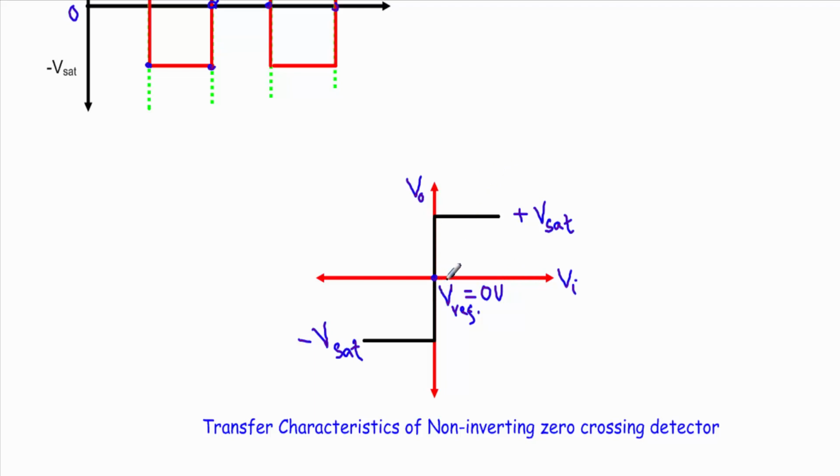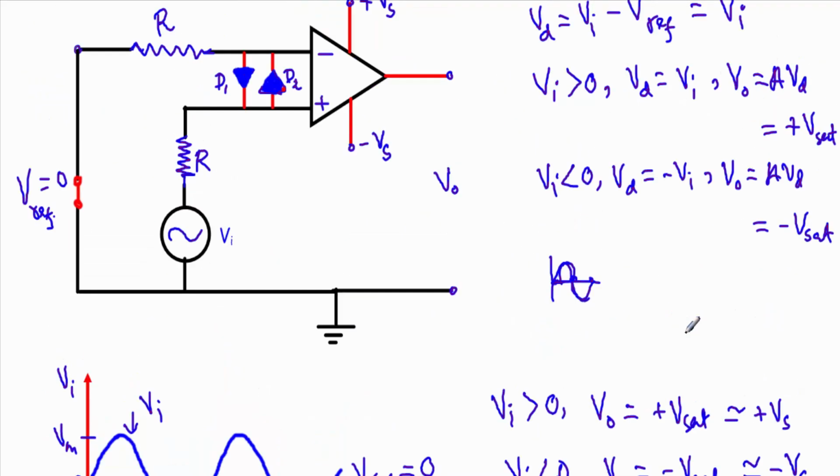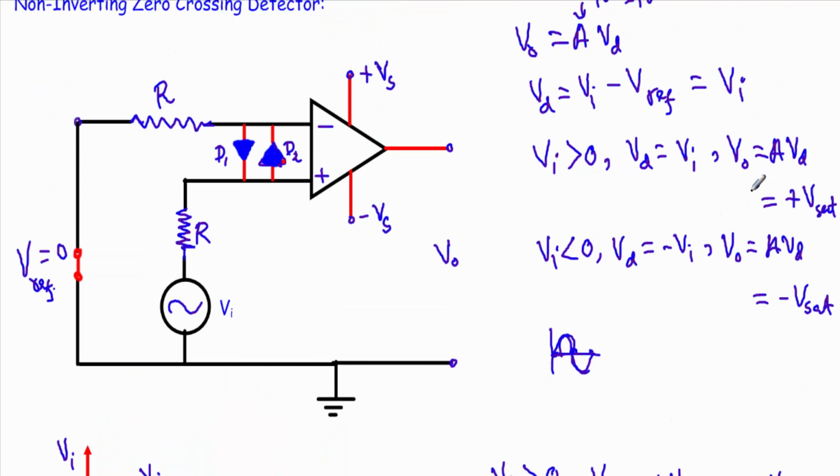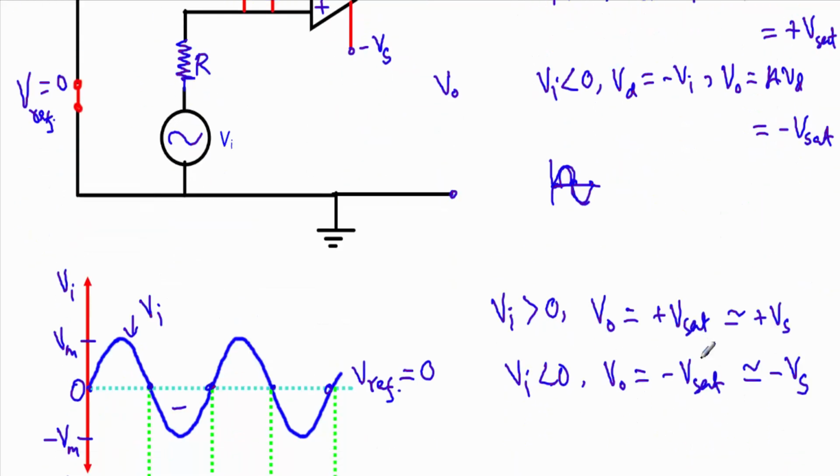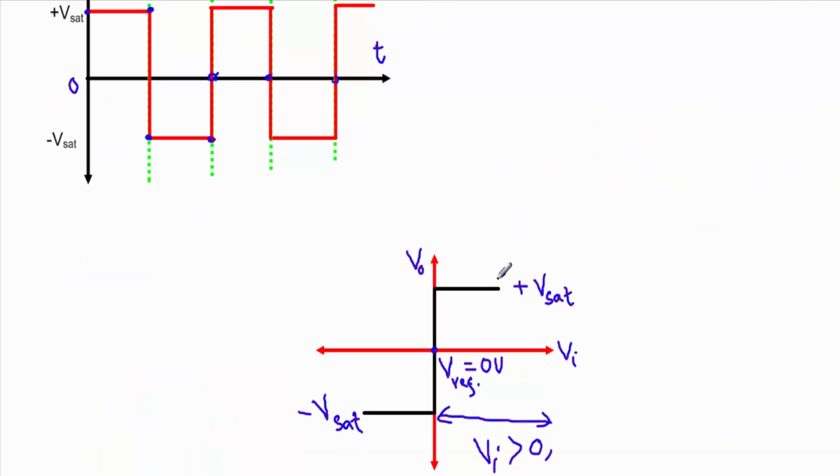The points in this region are where Vi is greater than 0. See, when the input voltage is greater than 0, our output voltage will be in the positive saturation region. So this is our positive saturation voltage, which will be nearly equal to our supply voltage Vs.